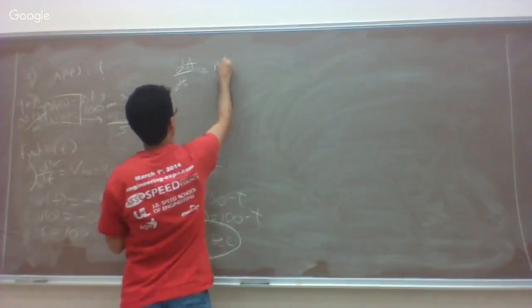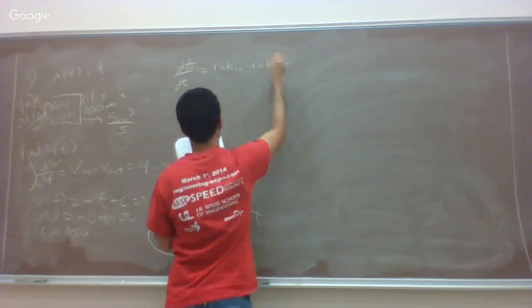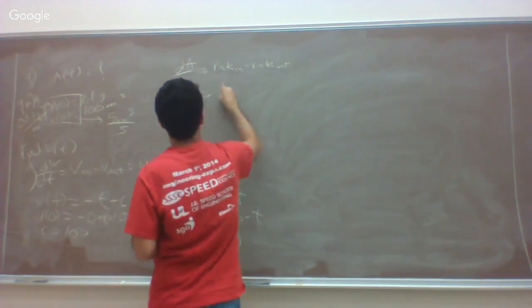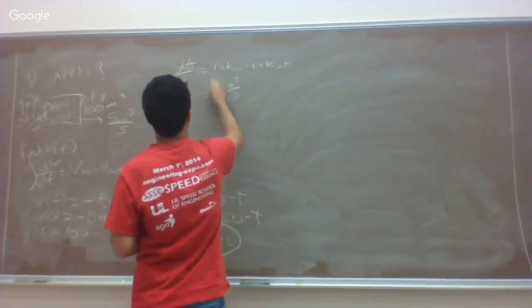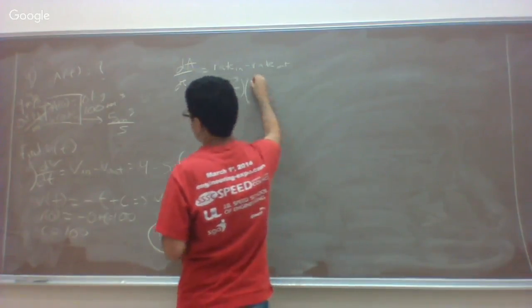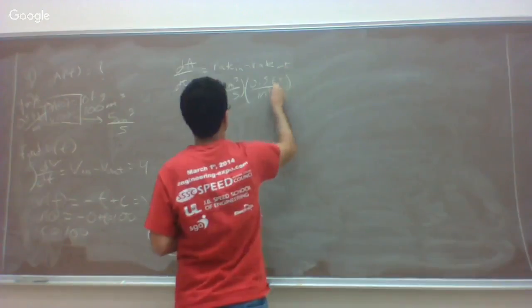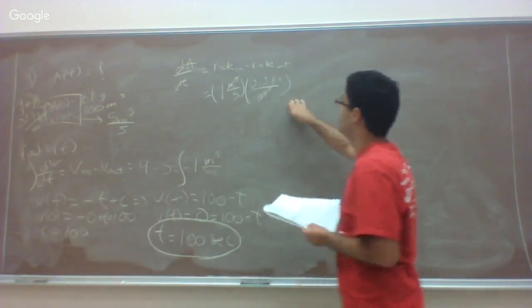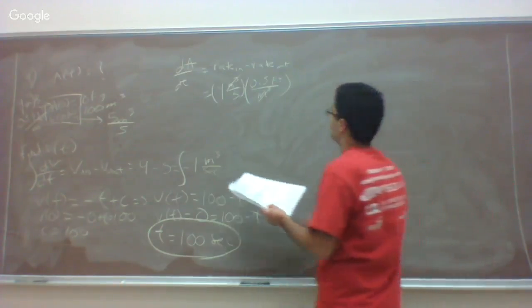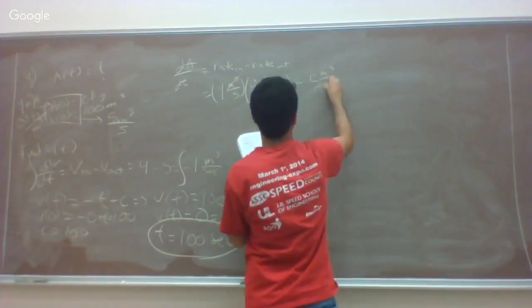That is equal to rate in minus rate out. So I have rate in as 4 meters cubed per second. If I multiply that by the concentration of the solution coming in, 0.5 kilograms per meter cubed, my rate in is a function of kilograms per second, which is what we're looking for. So then minus the rate out, so I have 5 meters cubed per second.